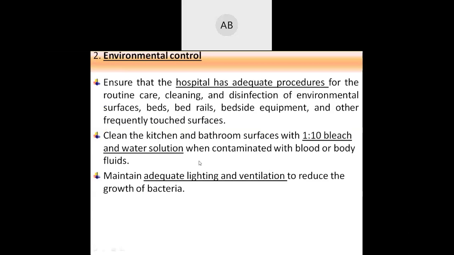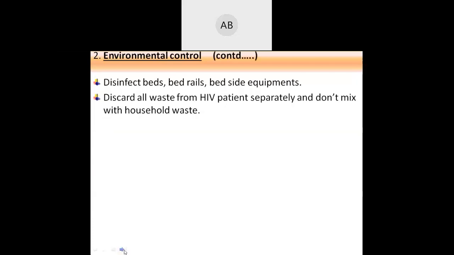See that this equipment is cleaned with a 1 in 10 bleach and water solution. If blood or body fluids are splashed, you can use the 1 in 10 bleach and water solution. Then always see that there is adequate lighting and good ventilation. There should be good circulation of air, because in a closed environment microorganisms will multiply and may result in very fast spread of infection.